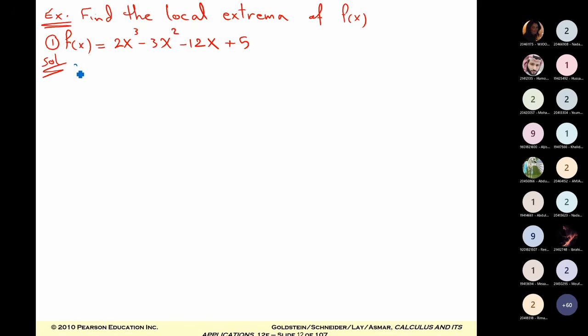Now, find the stationary point. If we need to find maximum and minimum, increase and decrease, we must find the stationary point. This is equal to 0, divide by 6. So we have x squared minus x minus 2 equals 0. Already solve it. So we have x equals 2 and x equals negative 1.